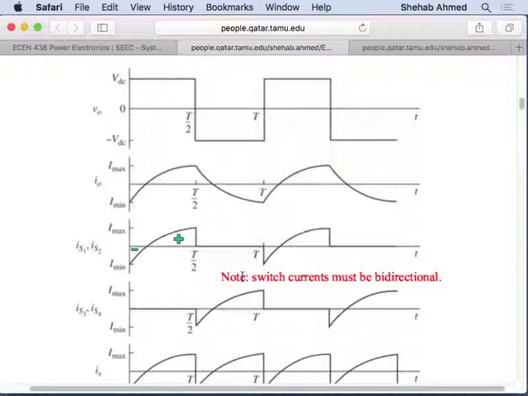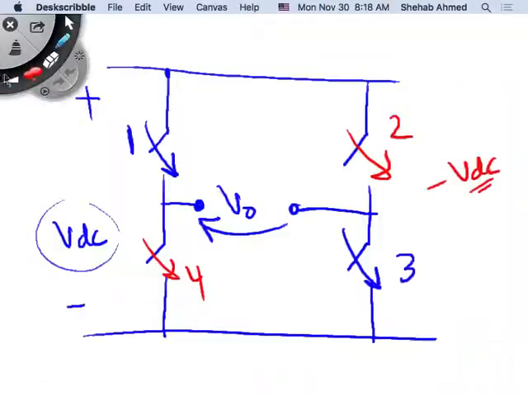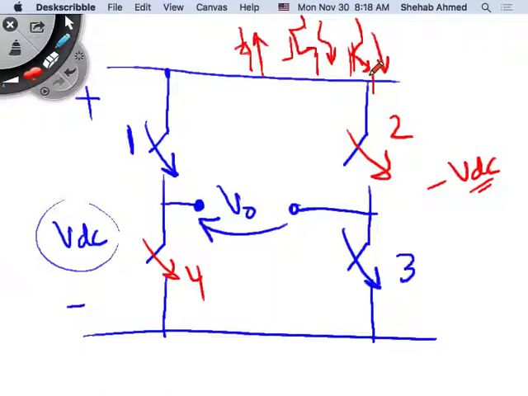But one thing to note is the current waveform at the output is not unidirectional, right? It ends here with a positive value and starts with a negative value. Did we study a switch that can conduct and control current in a bidirectional fashion? No. Switch meaning diode or MOSFET or BJT, right? None of these. All of these switches are able to control current only in one direction, right?